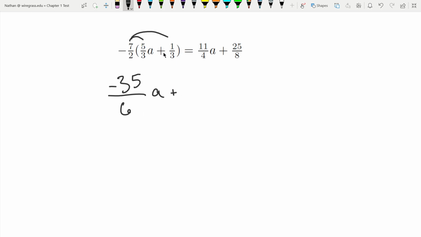And then negative times positive is negative, so really that's going to be a negative here. 7 times 1 is 7. 2 times 3 is 6. And this side hasn't changed at all, so I'm going to have the same exact thing.